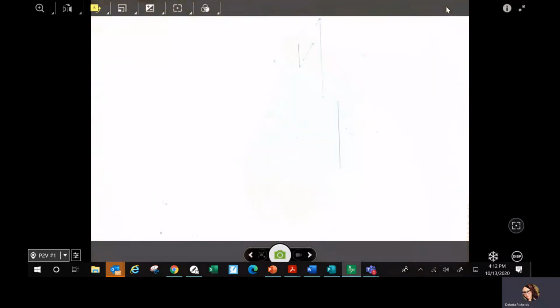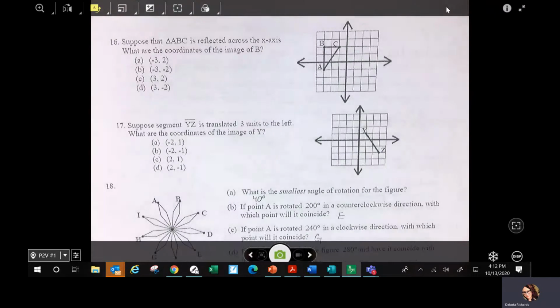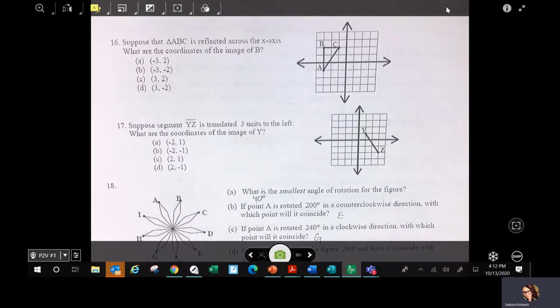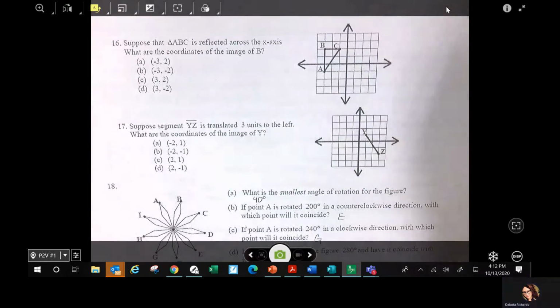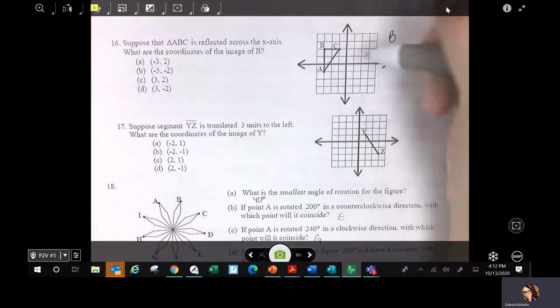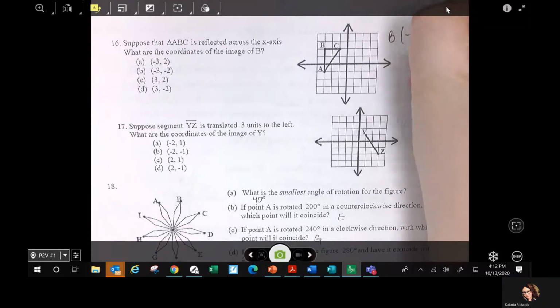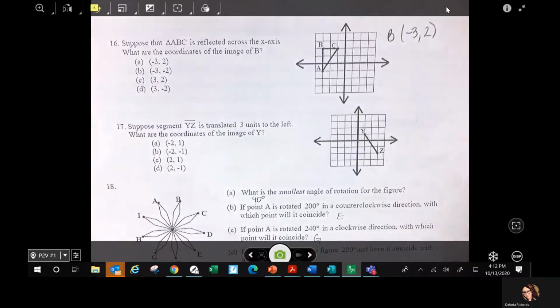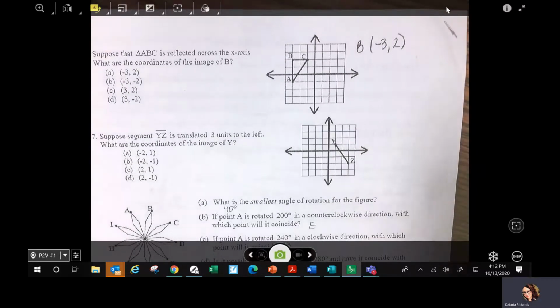So if we turn the page, number 16 says, suppose that triangle ABC is reflected across the x-axis. What are the coordinates of the image of B? Okay, so I want to find the original B. Original B is at (-3, 2). Right?